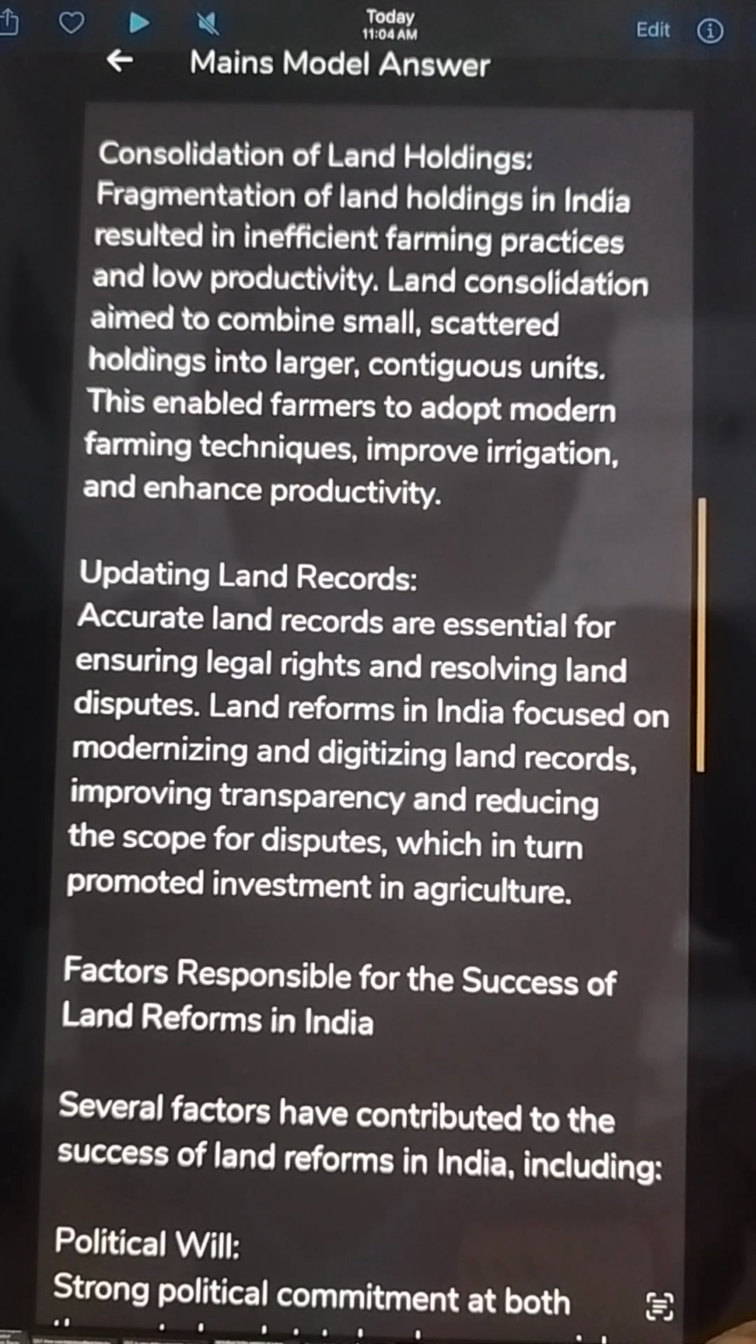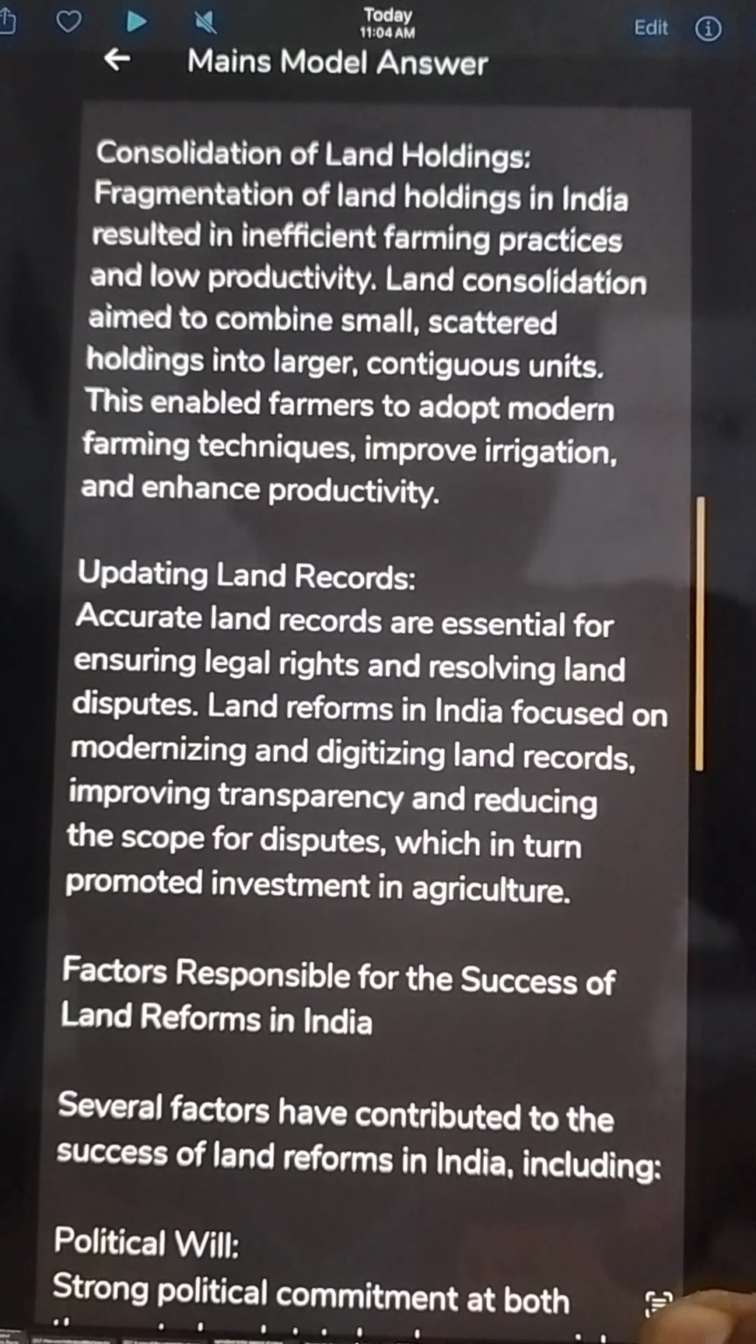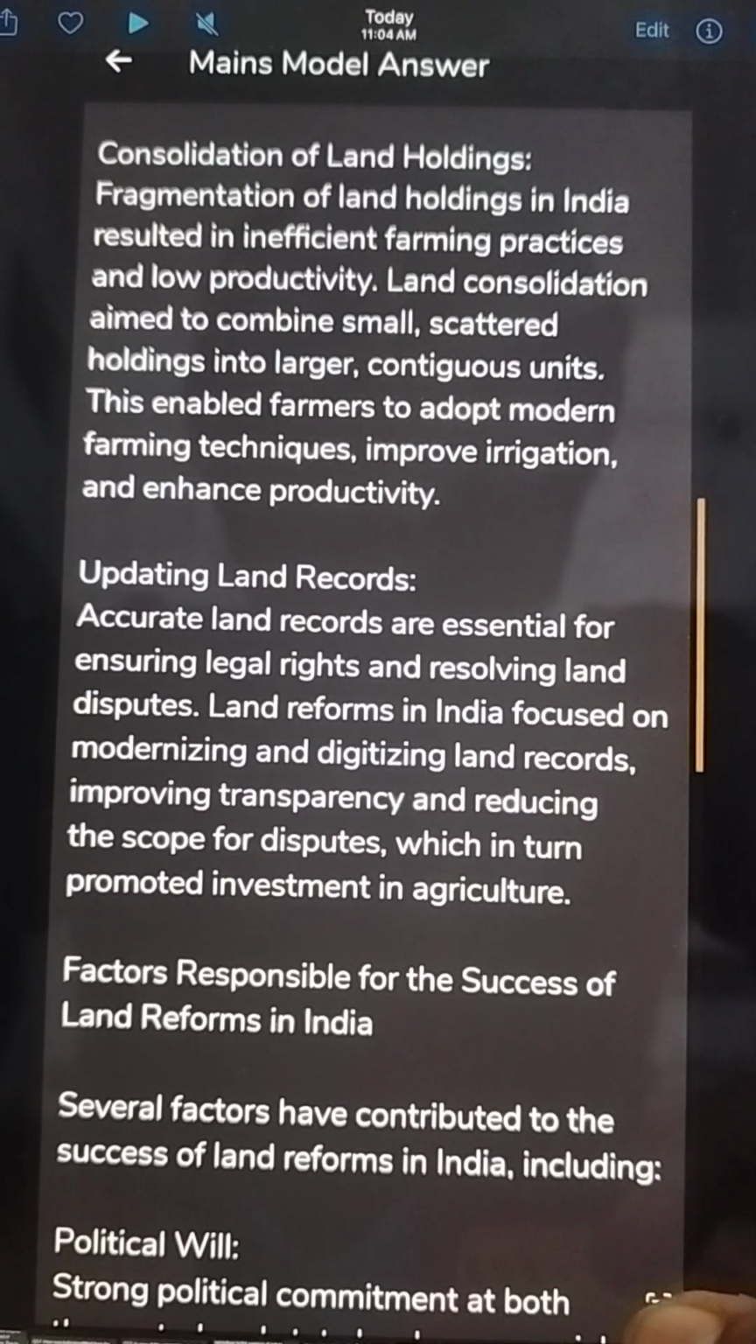Then comes updating land records. Accurate land records are essential for ensuring legal rights and in resolving land disputes. Land reforms in India focused on modernizing and digitizing land records, improving transparency, and reducing the scope for disputes, which in turn promoted investments in agriculture. Then factors responsible for the success of land reforms in India.